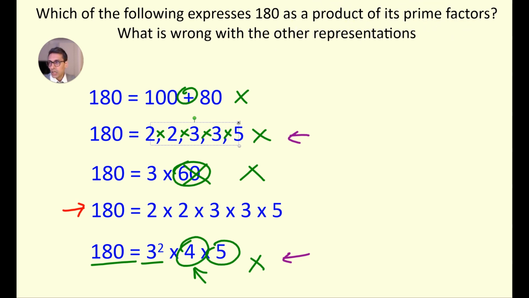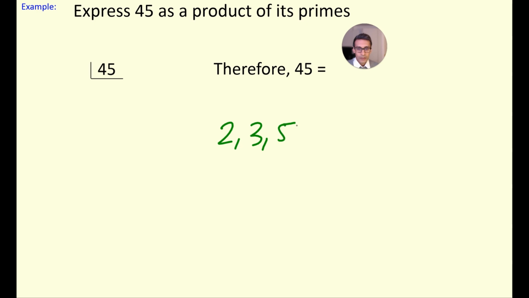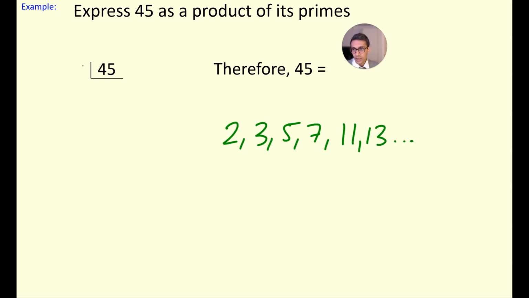Alright, let's do some practice on writing something as a product of primes. You hopefully can remember when you're asked to write something as a product of primes, you use upside down bus stop. You find a prime number that goes into 45, so we'll just list the prime numbers: 2, 3, 5, 7, 11, 13, and they go on. But in this case, we're just going to divide by 5 to get 9.